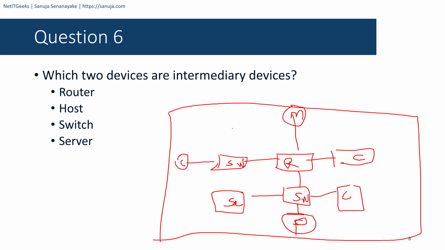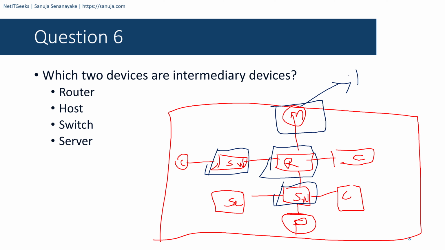The intermediary devices are devices that are in between your end devices, sometimes called client devices. So in other words, this router is an intermediary device. This switch is an intermediary device. This switch is an intermediary device. This modem may be considered an intermediary device because it's connecting to the outside internet, right? The end devices are going to be the computers, servers, printers, etc.